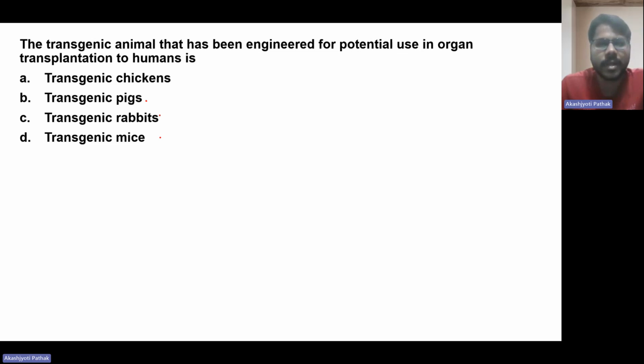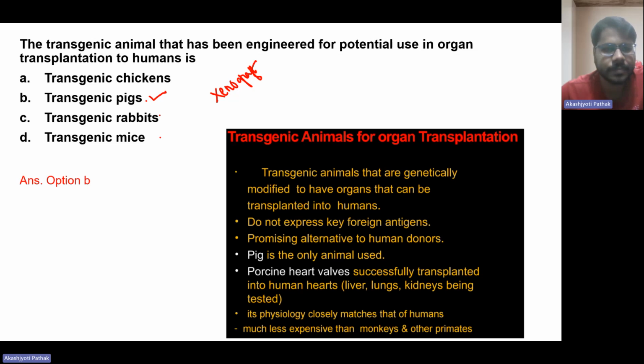So you might have read about various news about organ transplantation, how in xenograft, an organ from one species is engineered so that it can be transferred and not rejected by another organism of another species. So this is again a fact-based question. The answer is transgenic pigs. Okay.